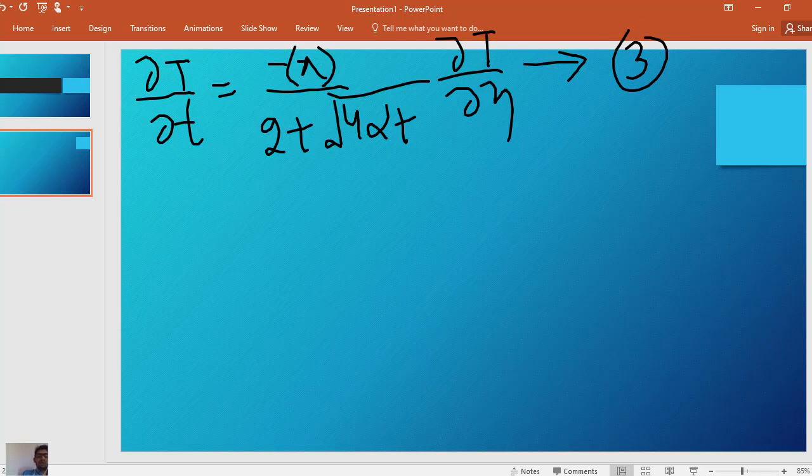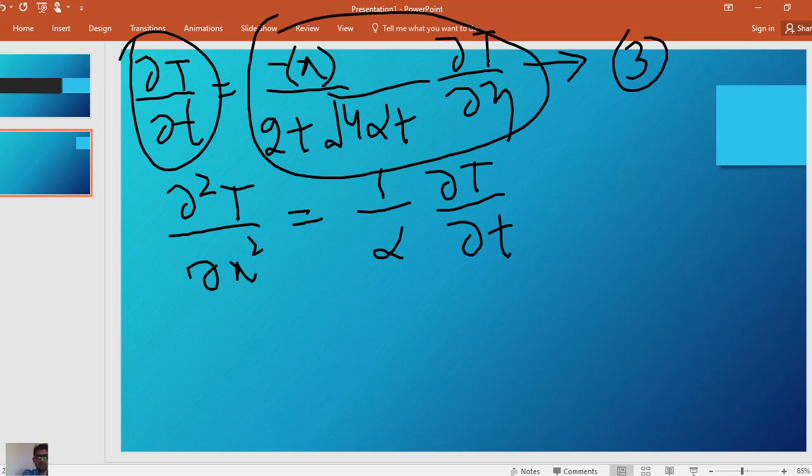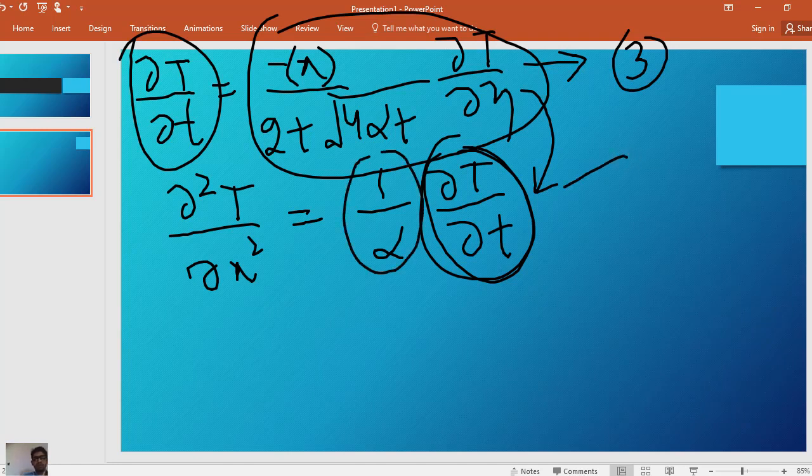Now look at equation number 1, which was d squared T by dx squared equals 1 over alpha times dT by dt. So this dT by dt is equal to this whole number, and in place of this dT by dt we will put this number, and then we will multiply by 1 over thermal diffusivity. So we will get the right hand side of equation 1. Now we obtained the right hand side, and now we will solve the left hand side.